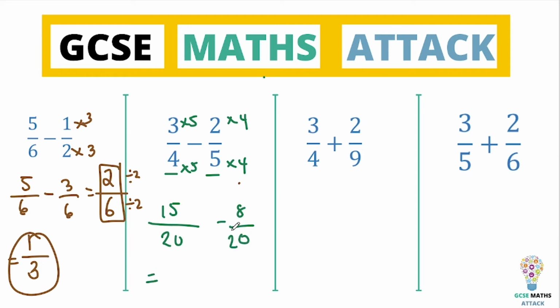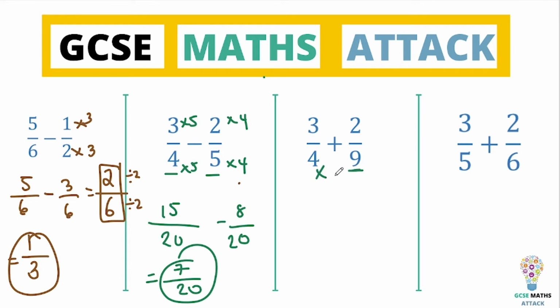Okay, so 15 take away 8 is 7, so your answer is 7 over 20. Can I simplify this? No, I can't. I can't think of any number to divide this by to simplify it. Okay, next. I've got a 9 here, I've got a 4 here.